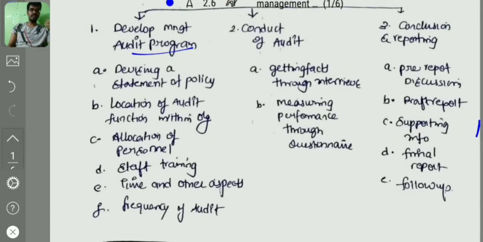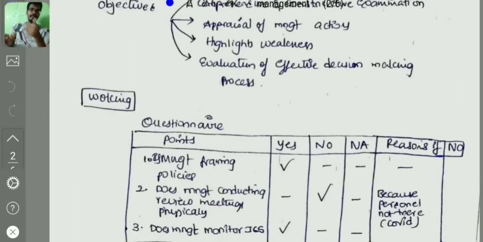What are the conclusions and reporting types? Pre-report discussion. Before any report, we have to discuss with the management. Draft report, as we have already discussed in our internal audit topic, a draft report needs to be framed for better presentation of the final report. Supporting information. If any point is stated in the report, evidence should be there. Supporting evidence should be attached with the report. Final report. The final report should be given to the management. Follow up. If any suggestions are given, whether the management is taking the suggestions and following up, all this should be checked. Right.